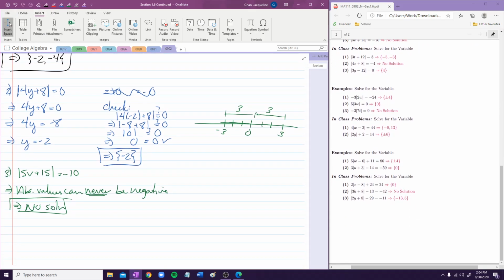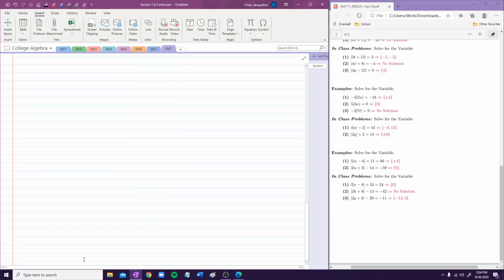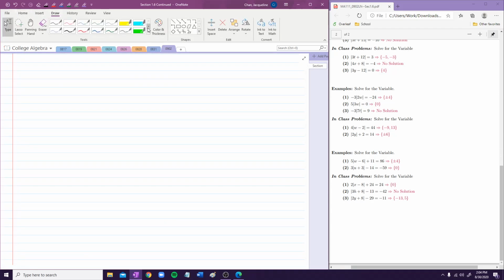So now let's work on the second block of examples. Okay, I can use orange. Okay, so these are just absolute values, and we're just going to take it a step further. So I have negative 3 times the absolute value of 2w is equal to negative 24.